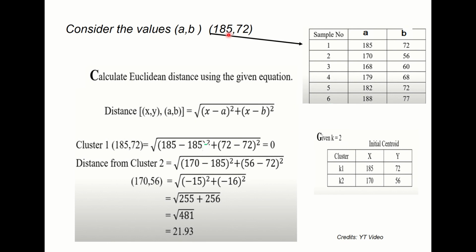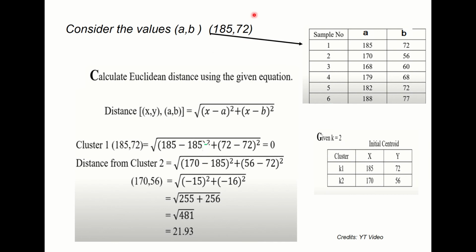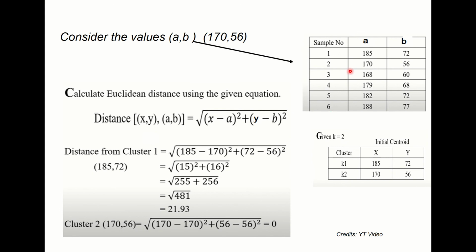So which one has got a smaller distance? Yes, 0. So this point will be moved on to which cluster, cluster 1 or cluster 2? Cluster 1, right? So we will be moving this point into cluster 1. This is what you have to understand. Okay. Now we will take the second point. What is the second point?